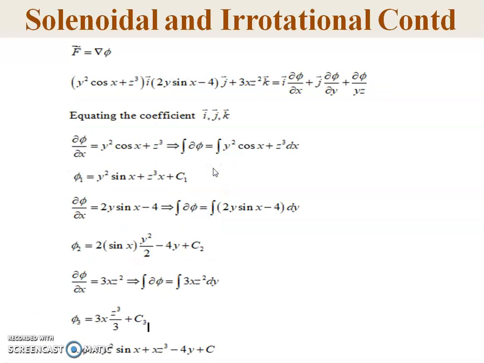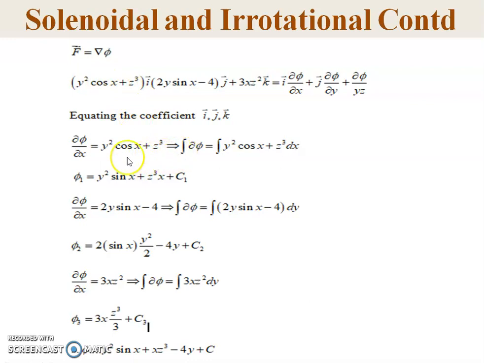To find the scalar potential, put f vector equal to del phi. The given vector is f vector. What is del phi? Dou phi by dou x, dou phi by dou y, dou phi by dou z. Now equating corresponding components. The i component is y² cos x + z³, which is equal to dou phi by dou x. So dou phi by dou x equals y² cos x + z³.